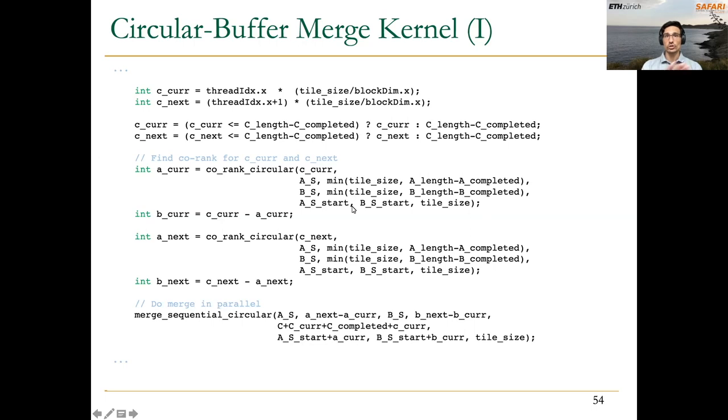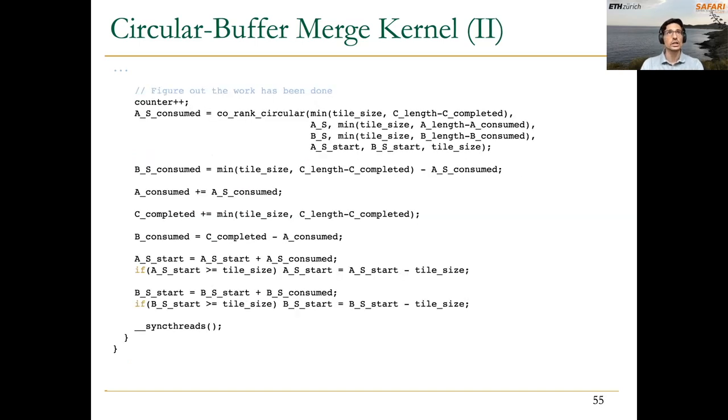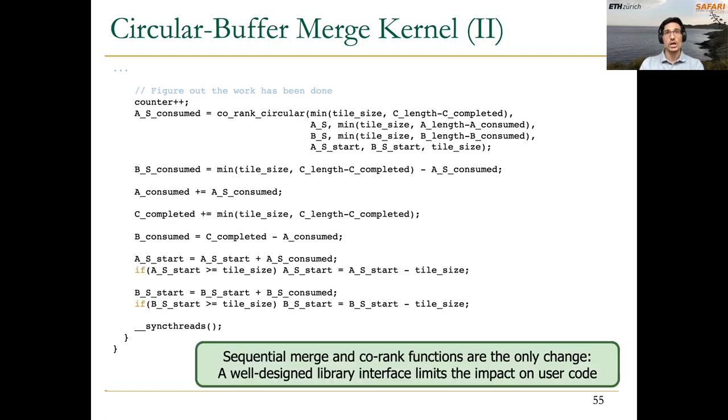In reality, there is not much difference if you compare this code of the circular buffer merge kernel with the original tile merge kernel. It's essentially the same code; mainly the calls to the core rank and merge sequential functions change, but not more than that. And more or less it's the same for the final part of the while loop, where we update the consumed and completed variables that keep track of the parts of the input arrays that have been consumed and the parts of the output array that have already been written. So an interesting observation here is that, as I said before, only the sequential merge and core rank functions change.